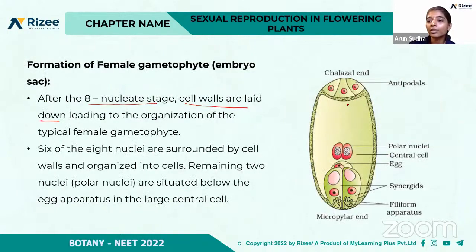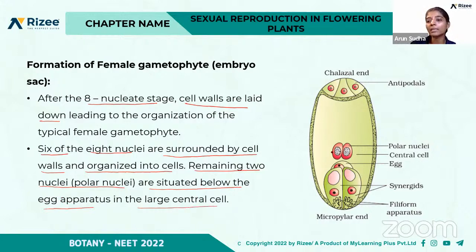So if you see the structure here, this is the structure of a mature embryo sac or a female gametophyte, right? So 6 of the 8 nuclei are surrounded by cell walls and organized into cells. For example, if you see here, surrounding each nucleus, there occurs a formation of the cell wall, that is, separation or differentiation, right? So here 3 cells. Out of the 8 nuclei, 6 are surrounded by cell wall, and the remaining 2 nuclei, that is the polar nuclei, are situated below the egg apparatus in the large central cell.